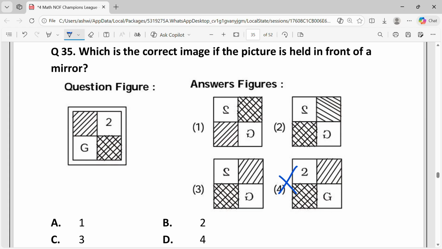Now, looking at the cross stripes and the vertical parallel stripes, figure 1 has cross stripes above, so it is also not the option. Now, the cross stripes go from the point of G to 2, and in figure 3 we can see they do not go in the right direction, so this is also not the option. So the answer is 2, that is B.